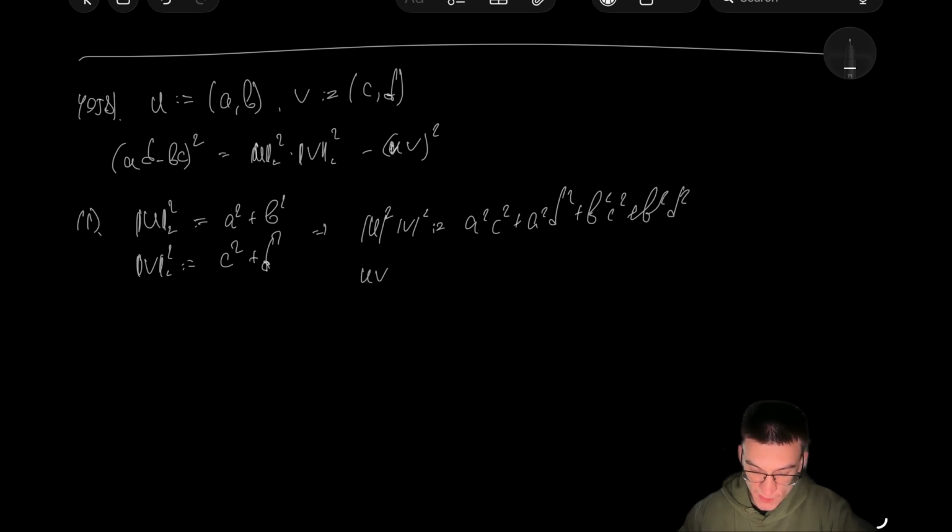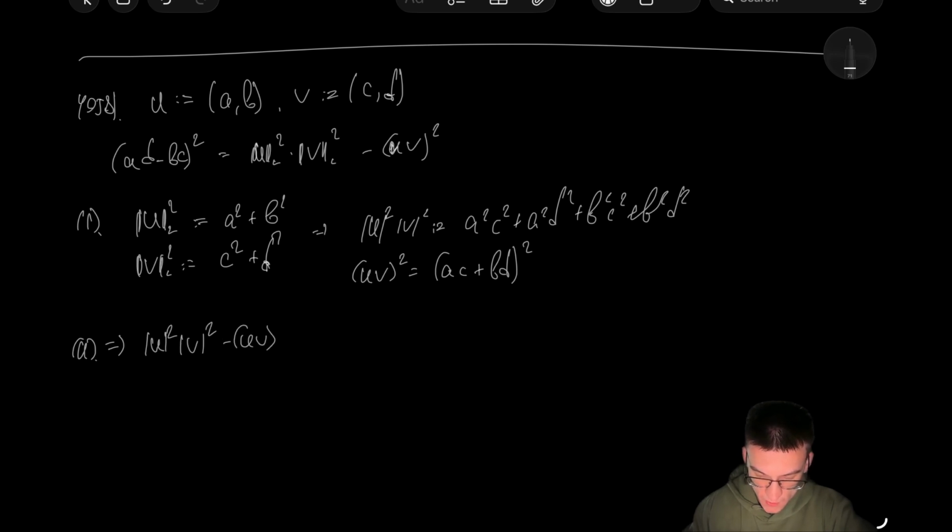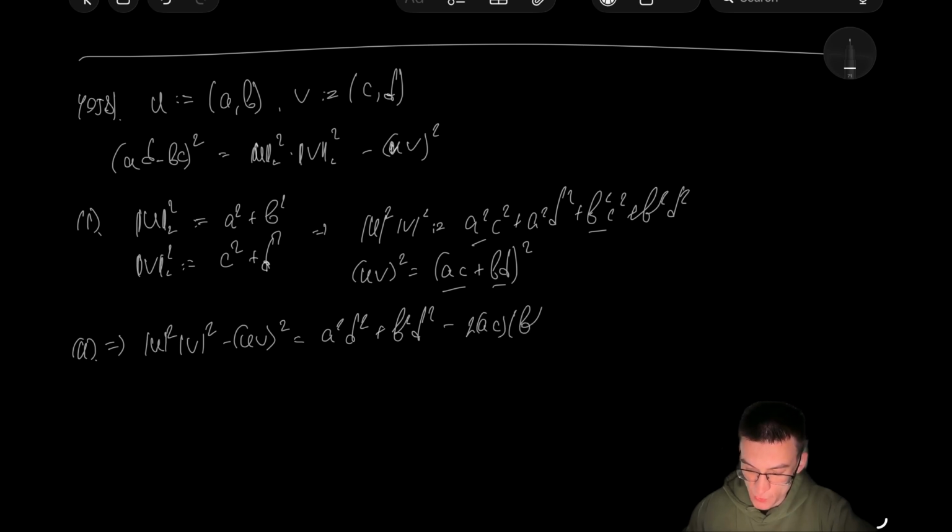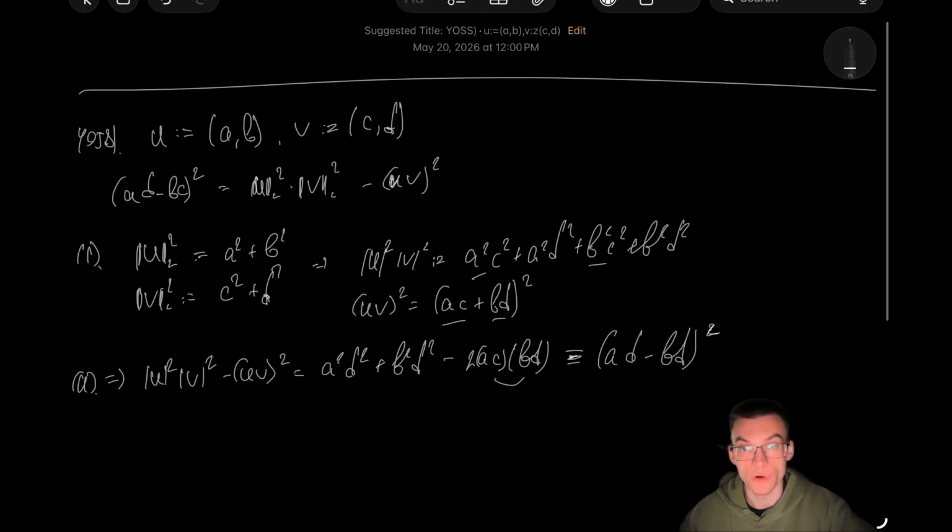And now if we want to find the square of the scalar product, this is (ac plus bd) squared. And now if we try to find the difference between them, that would be u squared v squared minus (u, v) squared. Well, these terms will cancel each other, and from this step it follows that we have a squared d squared plus b squared c squared minus 2abcd. We can actually use the associative and commutative properties of the scalars, and we're going to get that this is essentially the same as (ad minus bc) squared. We basically completed the square here. Well, yeah, that's the proof behind Lagrange's identity for a two-dimensional case.